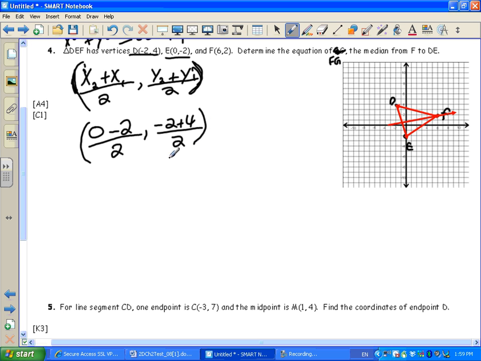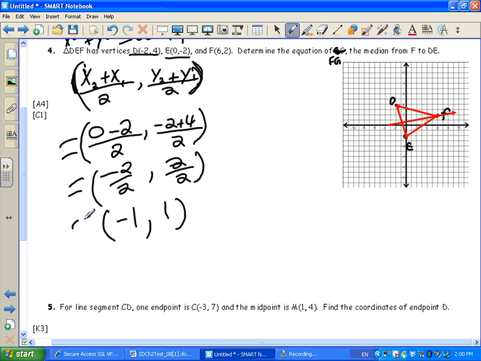Okay? And then on our next line, we're going to equate that. So that's going to be negative 2 divided by 2 and 2 divided by 2. So once we equate those 2 fractions, we discover that the actual midpoint is x is negative 1 and y is 1. Now, we're not done this question. All we did was find out what the midpoint between DE is. Now that we have that midpoint, I need to find the equation between point F and the midpoint.